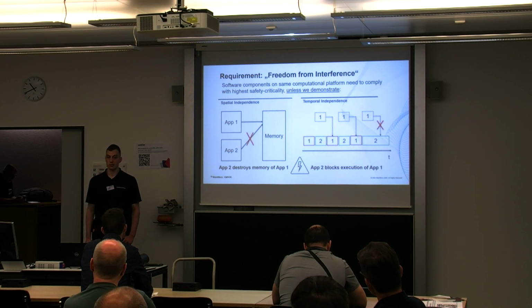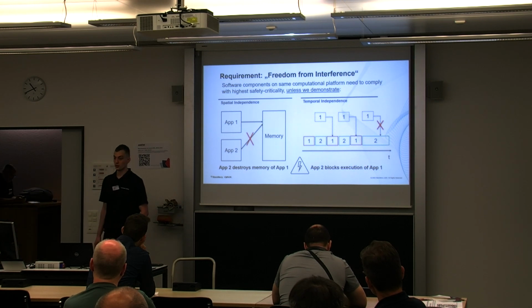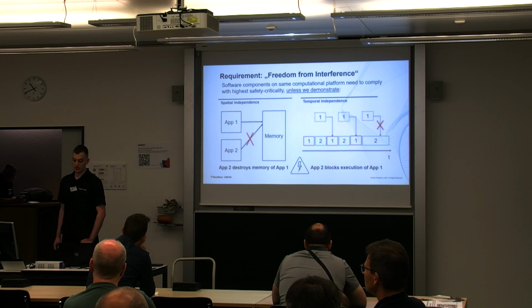So spatial independence means that one component should not be able to corrupt the data of another component, as to avoid the scenario which I've shown you on the left, where app2 destroys the memory of app1.